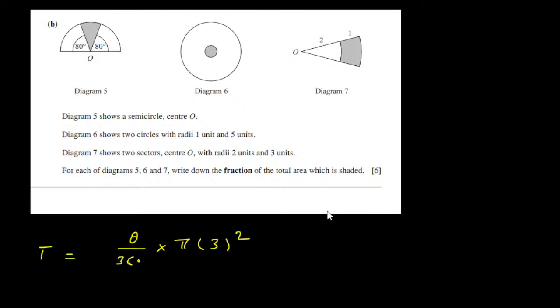Okay, and shaded will be total minus this unshaded part. So total is theta divided by 360 times pi times 9, minus this unshaded part, which is theta divided by 360 times pi times 2 squared, that is 4.